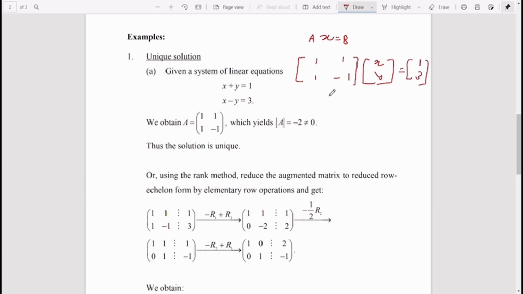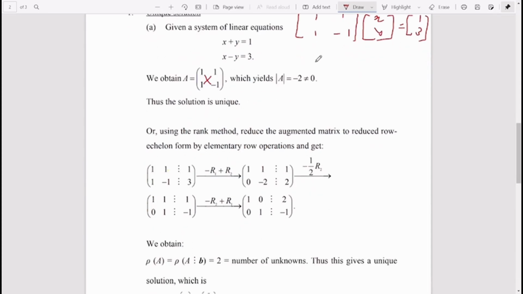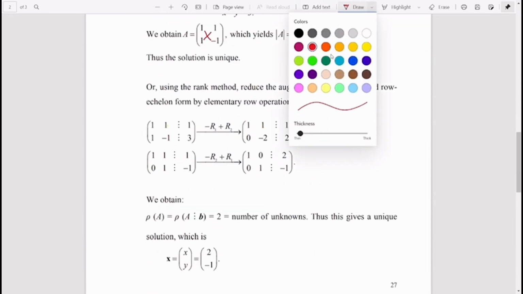There are two methods to find whether there is a unique solution. The first method is to find the determinant of the matrix A, which is 1, 1, and 1, negative 1. The determinant is 1 multiplied by negative 1 minus 1 multiplied by 1, which yields a determinant of A equal to negative 2. Since the determinant is not equal to 0, we can conclude that the solution is unique, or it has only one solution.